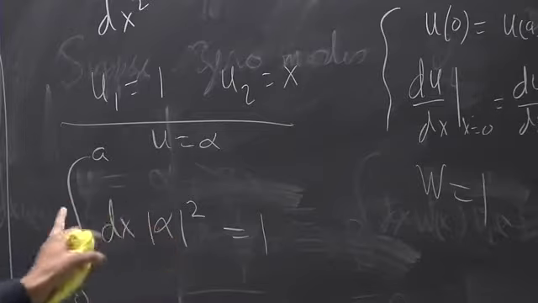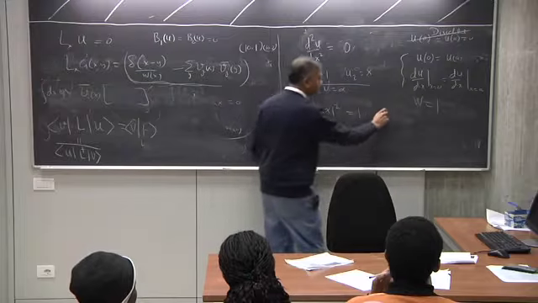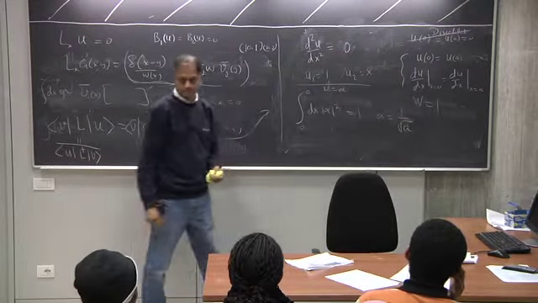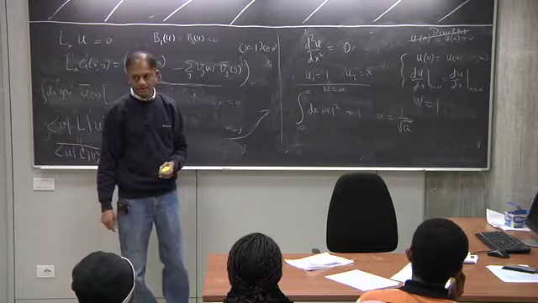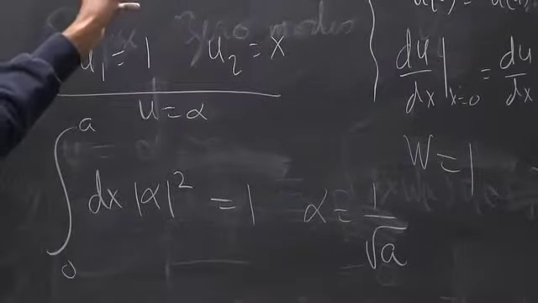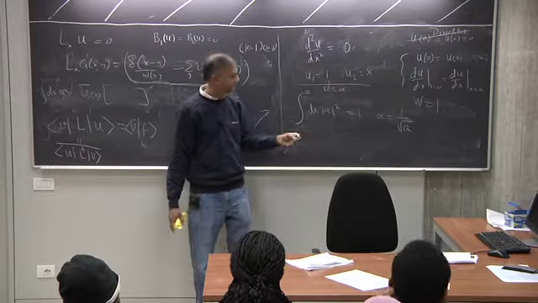Alpha is a constant, so I can take it out. So this alpha square times A is 1. So I can just choose alpha equal to 1 over root A. We drop out the phase. It doesn't matter. This is again a real equation, so one can just restrict to real solutions.